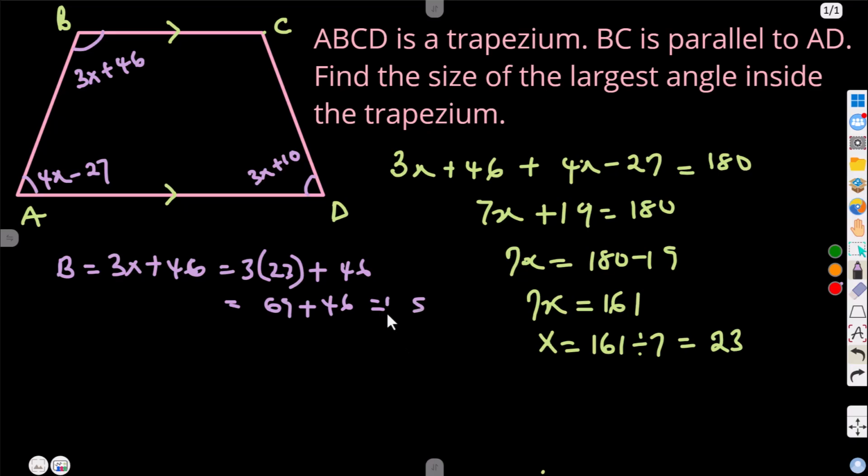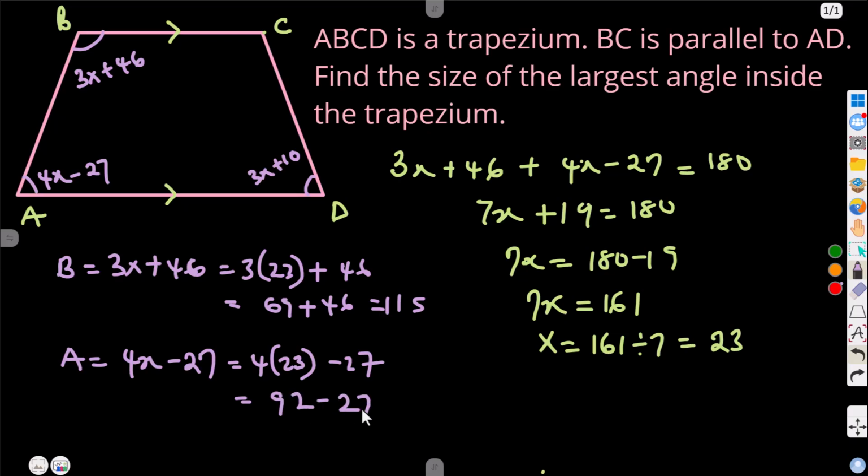I think 115. And angle A is 4x minus 27, so 4 times 23 minus 27. And 4 times 23 is 92, minus 27. 92 subtract 27, I think you get 65. Yeah, I think you get 65.